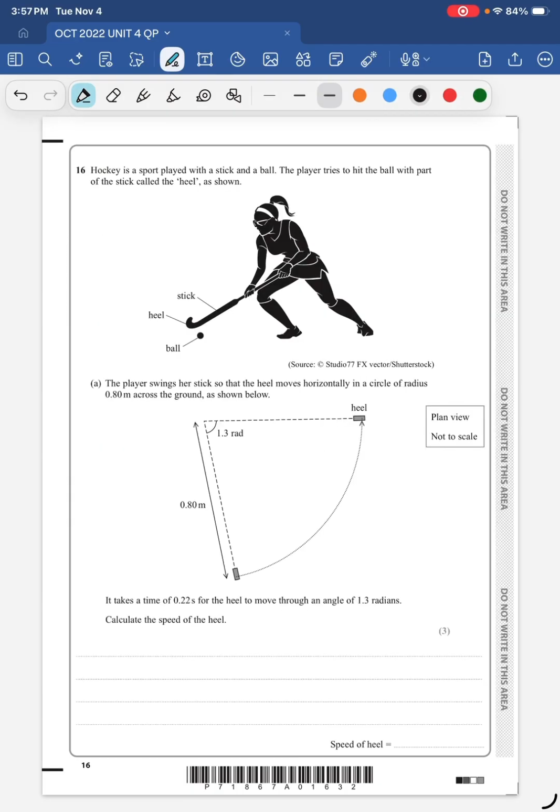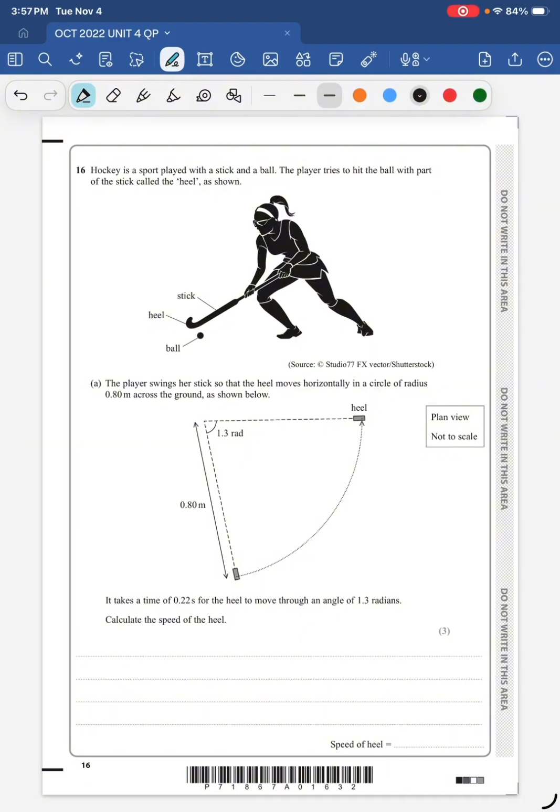Just like that. Okay, question 16. Hockey is a sport played with a stick and a ball. The player tries to hit the ball with part of the stick called the heel as shown. The player swings her stick so that the heel moves horizontally in a circle of radius 0.8 meters across the ground as shown below. So the motion is probably something like that, or in the other direction. Okay, so let me erase this. It takes a time of 0.22 seconds for the heel to move through an angle of 1.3 radians. Calculate the speed of the heel.